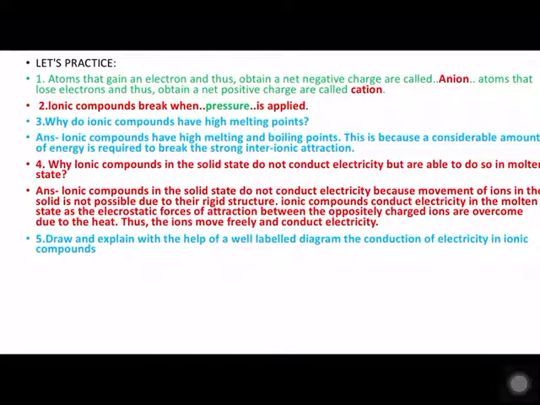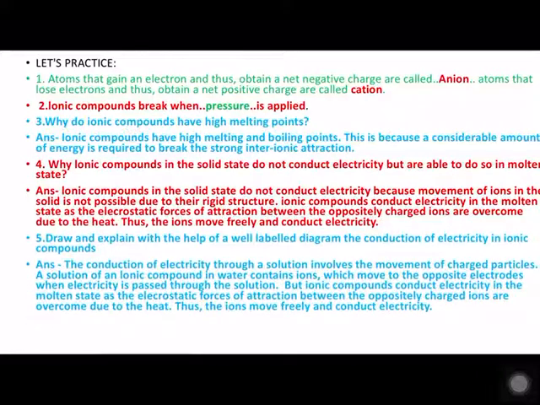Last one: draw and explain with the help of a well-labeled diagram the conduction of electricity in ionic compounds. The conduction of electricity through a solution involves the movement of charged particles. A solution of an ionic compound in water contains ions which move to opposite electrodes when electricity passes through the solution. But ionic compounds conduct electricity in the molten state as the electrostatic force of attraction between the oppositely charged ions is overcome due to heat. Thus ions move freely and conduct electricity.